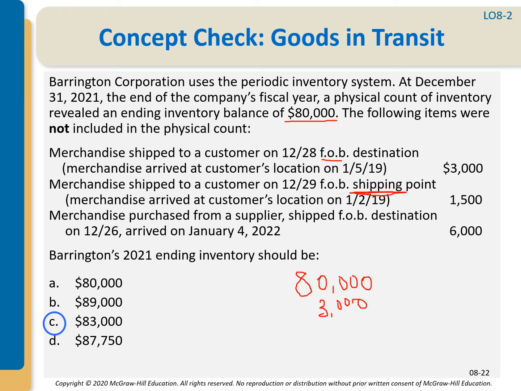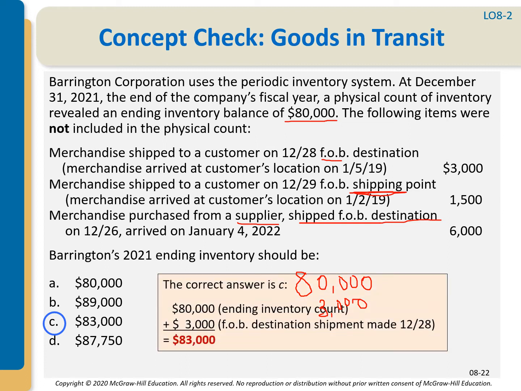Merchandise purchased from a supplier. Now, that was to a customer; now we're talking from a supplier. It was shipped FOB destination. Keyword: supplier, FOB destination. In this instance, the item does not belong to Barrington until it arrives at Barrington's, and that's not until January 2022. So the company should record $83,000 as its ending inventory count.